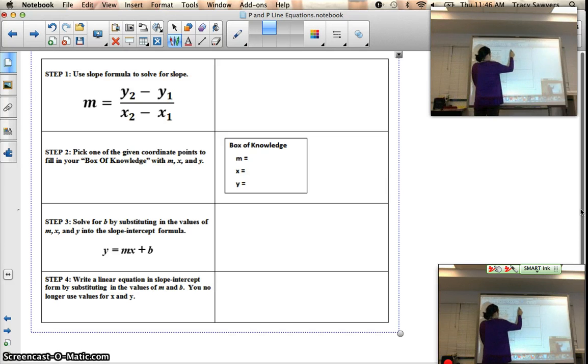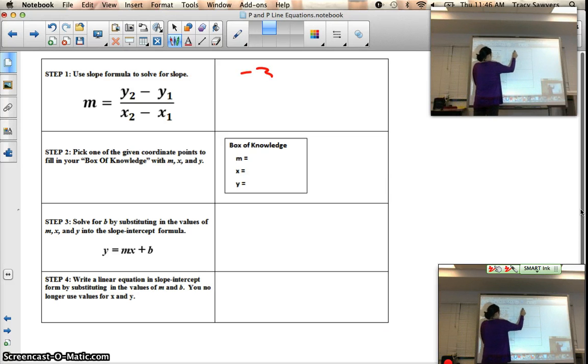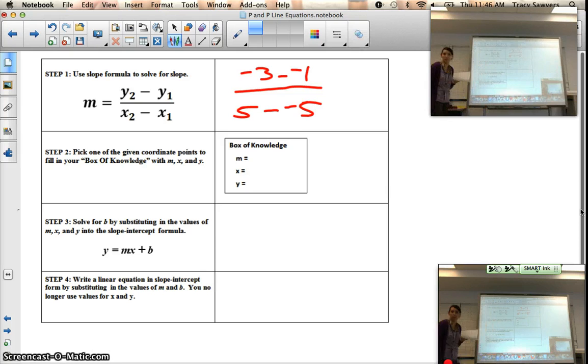So we're going to do -3 minus -1 over 5 minus -5. Okay, that's the first thing we need, we need slope.